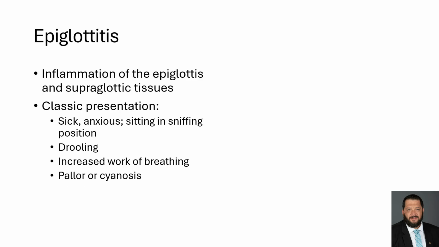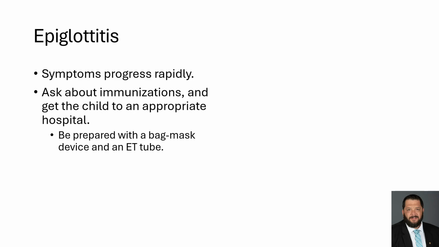Epiglottitis is an inflammation of the epiglottis and the supraglottic tissues. The classic presentation is a sick appearing child, right? So obtunded or staring off into space sort of appearance. The child is anxious, sitting in the sniffing position, head elevated, nose kind of up in the air. Oftentimes they're leaning forward and drooling with an increased work of breathing. Pallor and cyanosis are common with epiglottitis. Symptoms progress really rapidly. You should inquire about immunizations and get the child to an appropriate hospital.